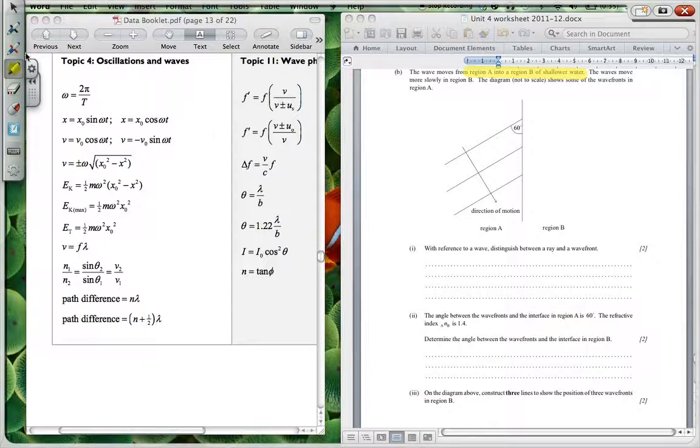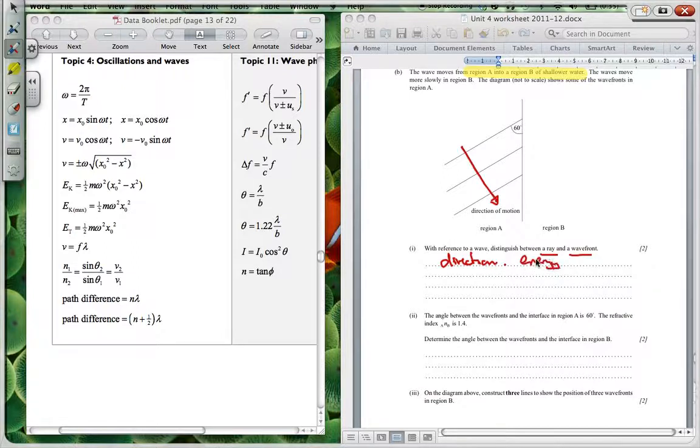So it says over here, with reference to a wave, distinguish between a ray and a wavefront. So basically you've got your ray here, and this is showing the direction that the wave is traveling, therefore the direction of the energy. So it's showing the direction of the energy.